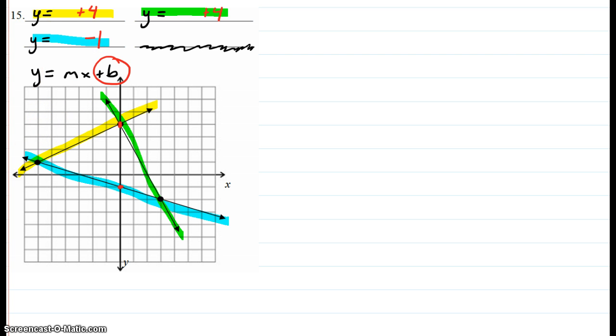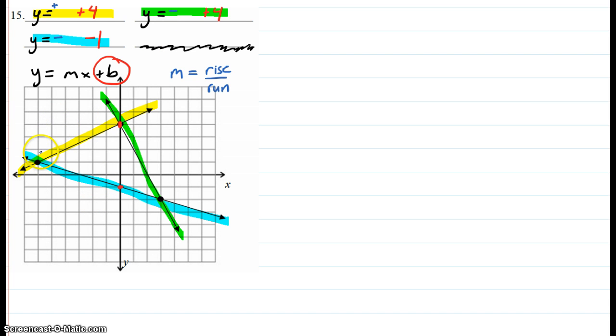So now we're going to find the m, and the m is the slope. And so just remember that slope is rise over run. And so as you look at the yellow line, is it positive or negative? Is it going up or is it going down? It's going up, so that's going to tell us that we're going to have a positive slope. The blue line's going down, so that tells us we're going to have a negative slope. And the green line's going down, so that tells us we have a negative slope.